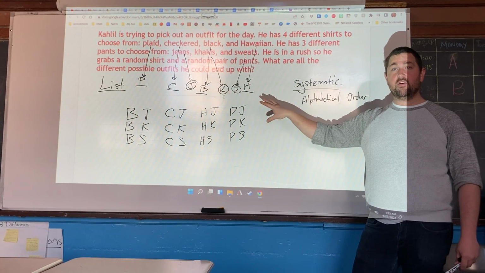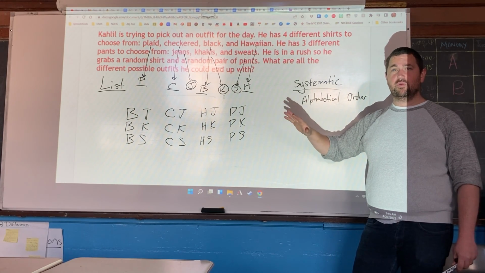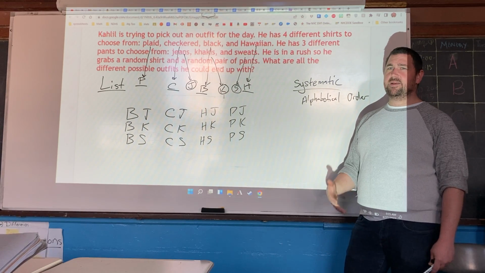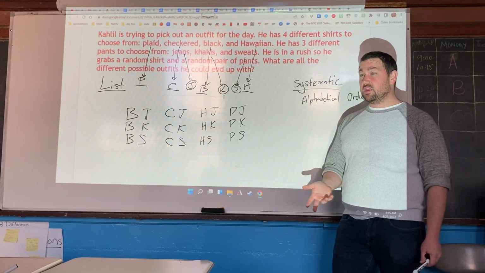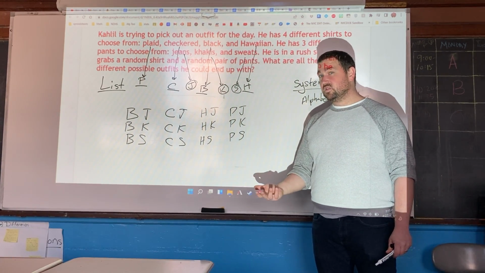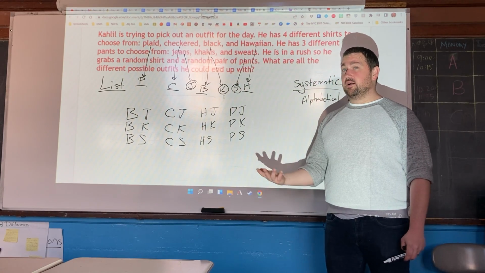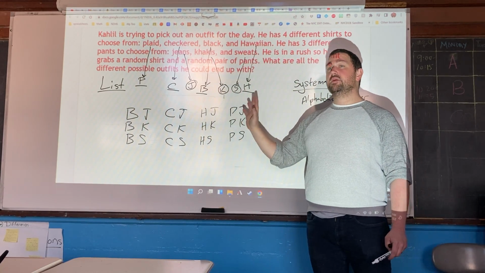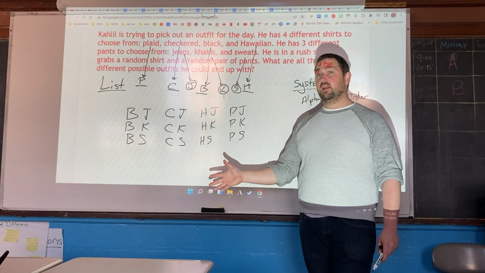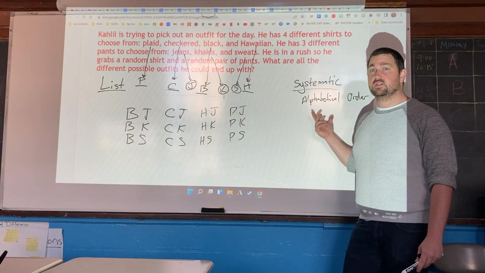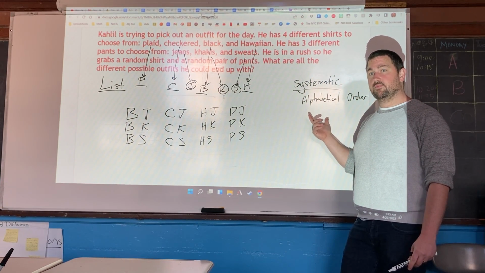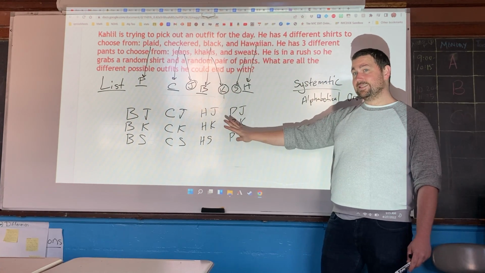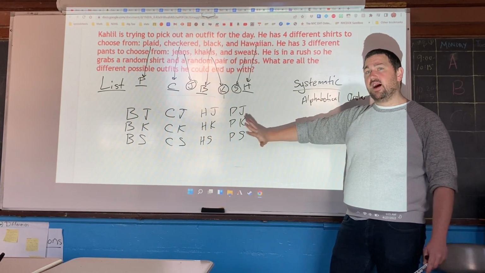How many events are there here? 2. When you have 2 events, it's not that hard to make a systematic list. When you have 3 or 4 events, when you have different kinds of counting problems, making a list can be a much more difficult thing. And so having a system in place is really, really important. This is called a list. It lists every possible final outcome.